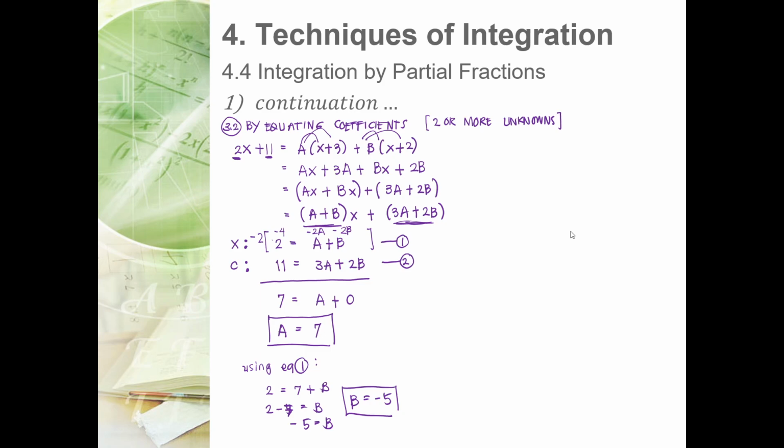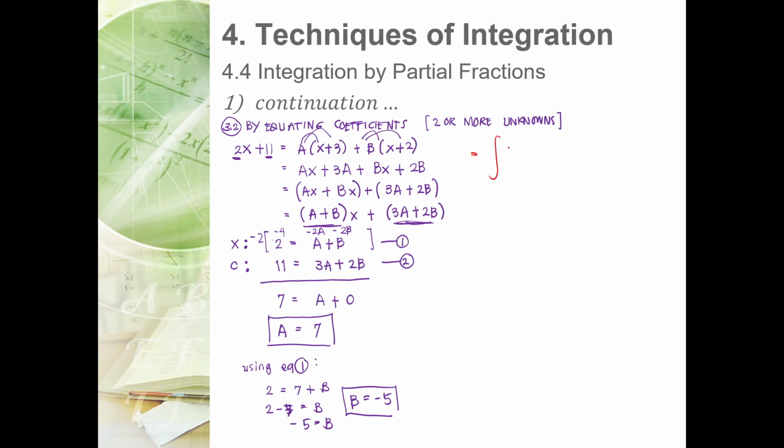So those are the two techniques on how to solve partial fractions: either by elimination or by equating coefficients. Again, equating coefficients is advantageous if you have two or more unknown parameters. If you have only two unknowns, it's best to use elimination. Okay, so let's try to solve the integral now.